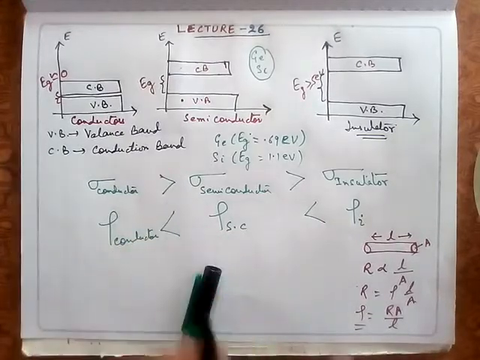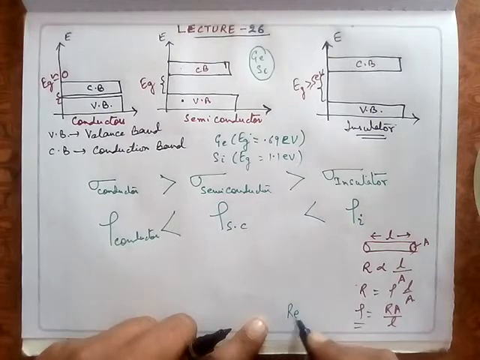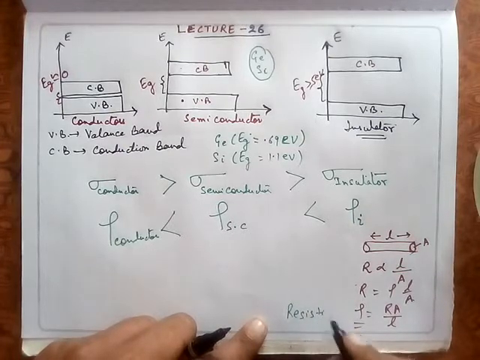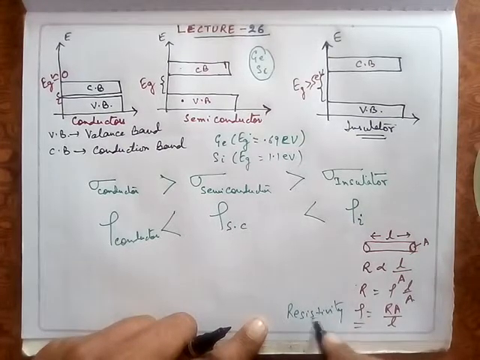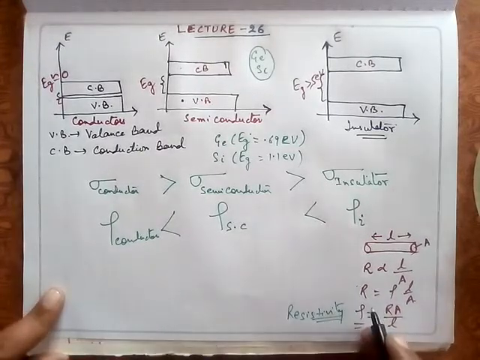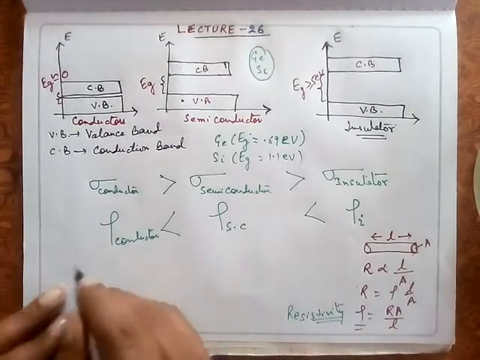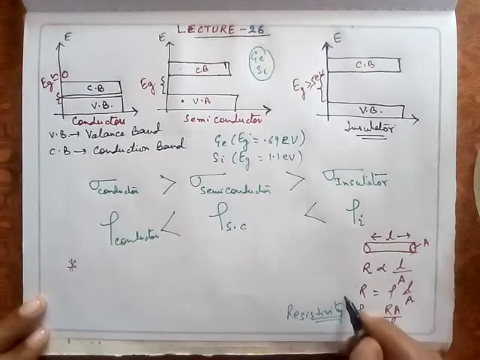This term is called the resistivity. Rho is known as resistivity. On the other hand, the reciprocal of this rho, or 1 upon rho, I continue from here.